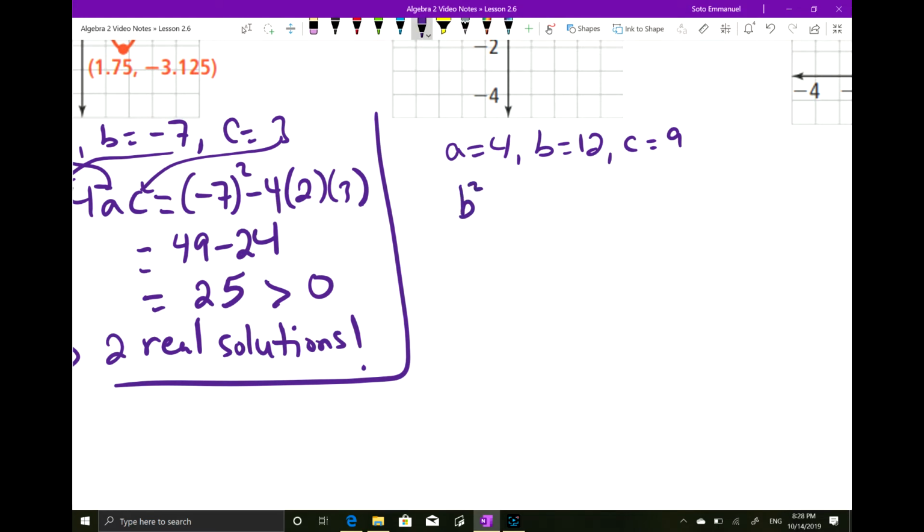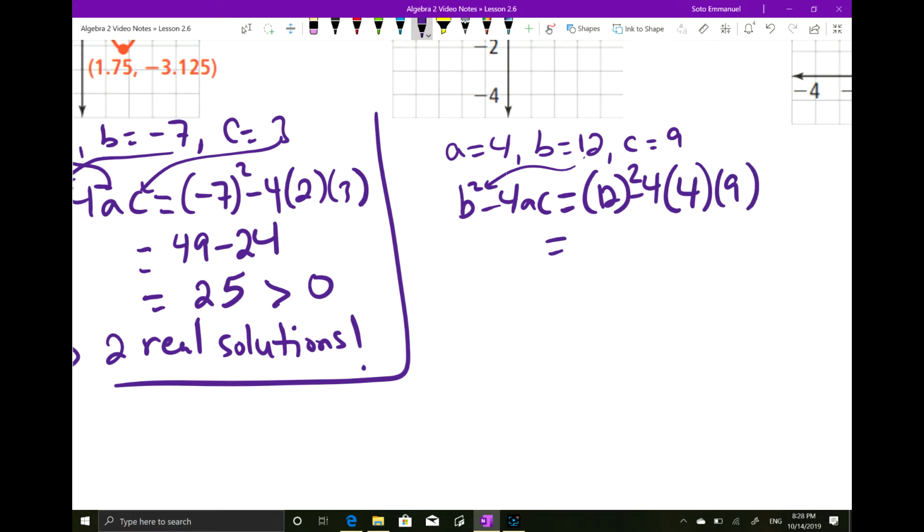We got B squared minus 4AC equals, so B is 12, 12 squared, minus 4 times A, which is 4, times C, which is 9. 12 squared is 144. 4 times 4 is 16. 16 times 9 is 144. And so you're going to get 0 for the discriminant. And remember that if you get 0, you have one real solution.